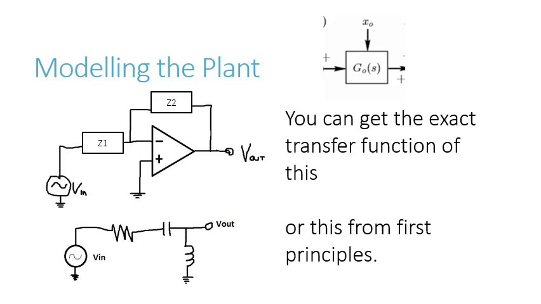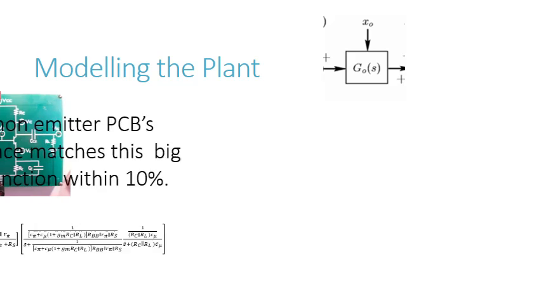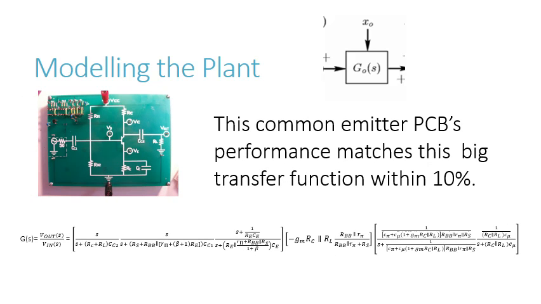Well, if you have a simple system like this, I'm sure everybody looking at this op amp and this LRC circuit has modeled the transfer function of these sorts of systems, and you understand them well, and it's easy to do. And even you can get a pretty good transfer function of something like this. This is a common emitter, and you see here this big, long, intimidating looking transfer function. I actually built that PCB that you see in the picture there, and it behaves according to the transfer function within about 10%, and the error can pretty much be attributed to tolerances in the parts.